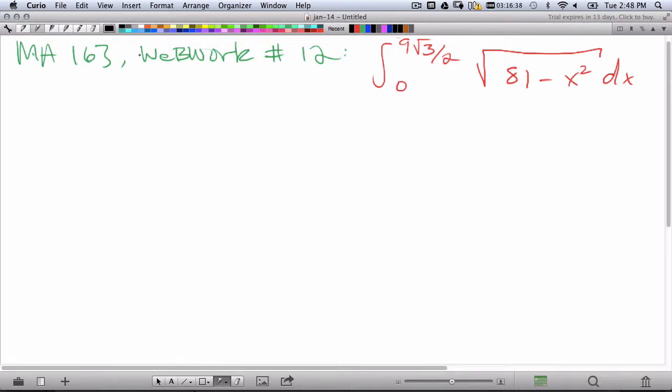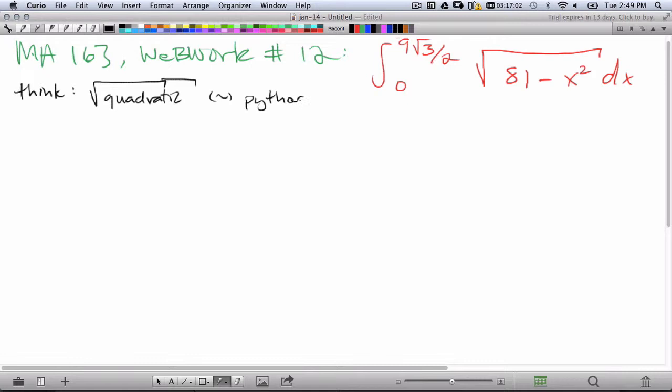Hello there. In this problem we are computing the definite integral of the square root of 81 minus x squared. When you see this problem, the square root of this quadratic term might make you think of the Pythagorean theorem, because the lengths of the edges in a right triangle can be given as square roots of quadratics, just coming from a squared plus b squared equals c squared.